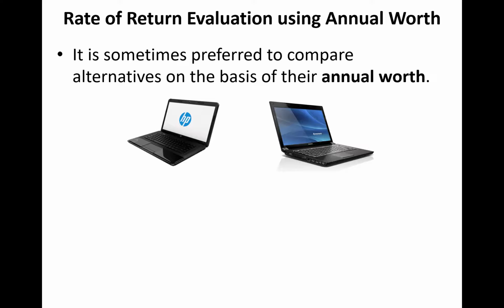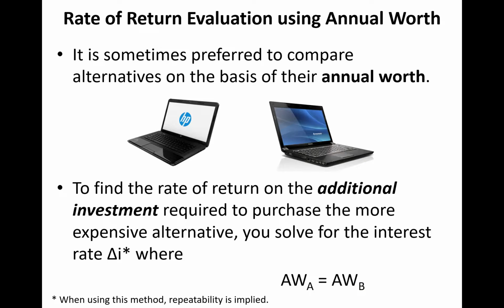So for a variety of reasons, we sometimes just want to compare alternatives on the annual worth basis. You may remember that when it comes to annual worth, there's a built-in assumption of repeatability, and it assumes that you can get the item again for the same price if you need to repeat it. I'll refresh your memory that there are some assumptions related to the annual worth method that we've talked about in previous lectures. But when we're comparing two different alternatives, the question that we're going to analyze is whether it's worth it to spend more for one option versus another.